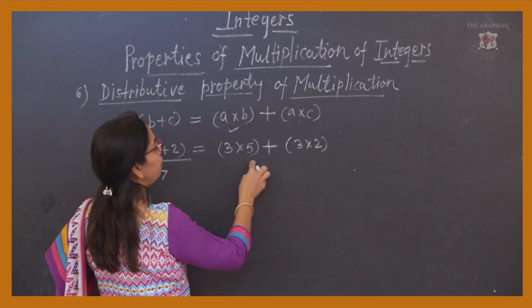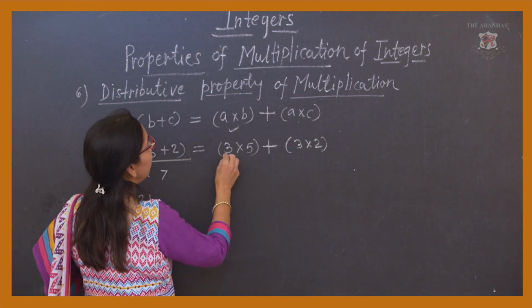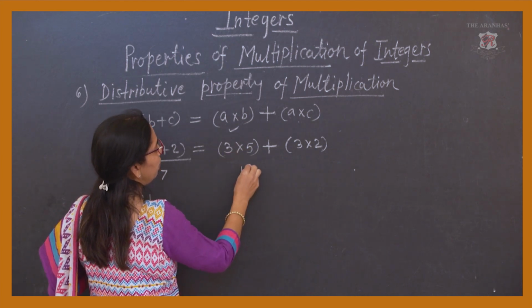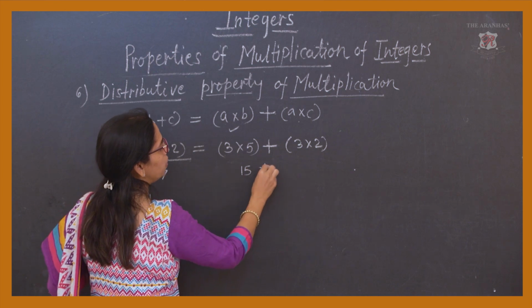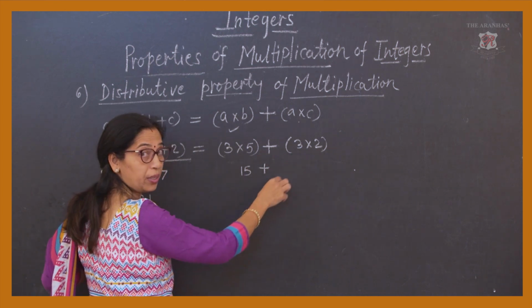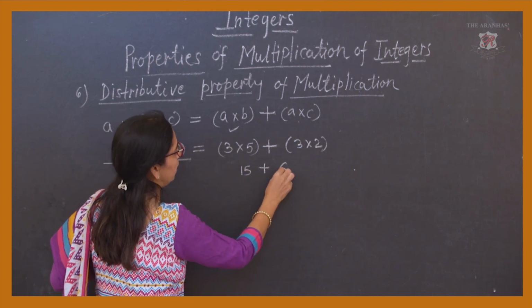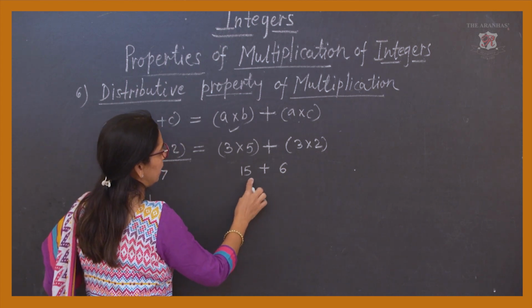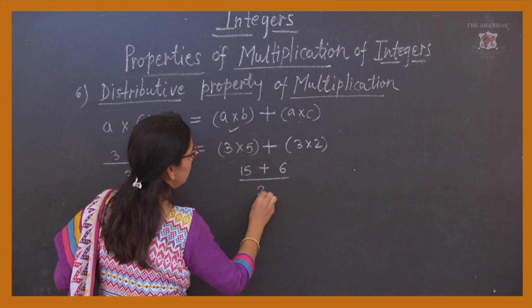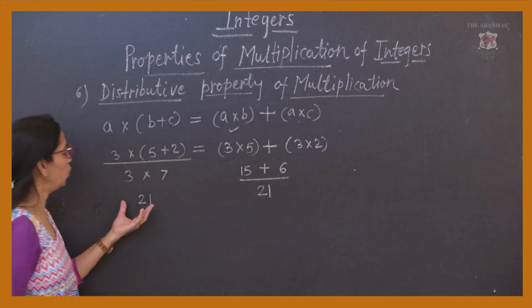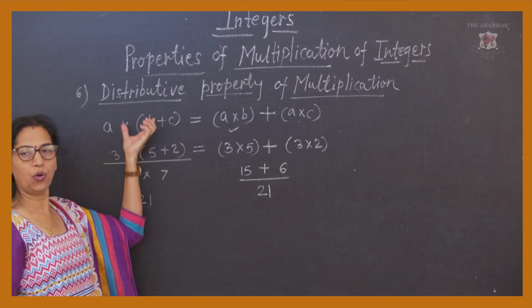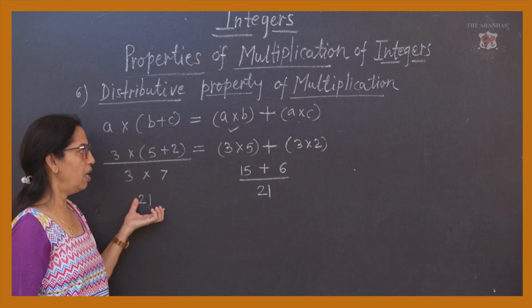So when we solve these brackets, again we have to see 3 multiplied by 5 will be 15, plus here 3 multiplied by 2 will be 6. Now on adding 15 and 6, we will have the answer 21. So here you can confirm this property as the distributive property over addition.